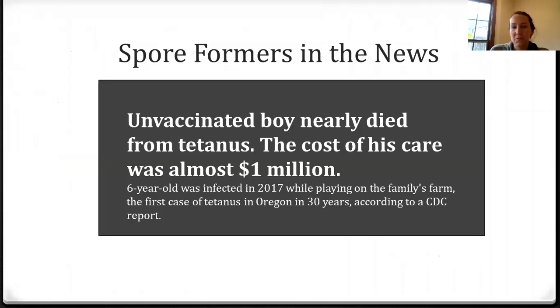Spore formers in the news. This is just kind of a separate note. An unvaccinated boy nearly died from tetanus, and the cost of his care was almost $1 million. So this is just to show you that vaccines are important, and they help protect you from spore formers like tetanus.